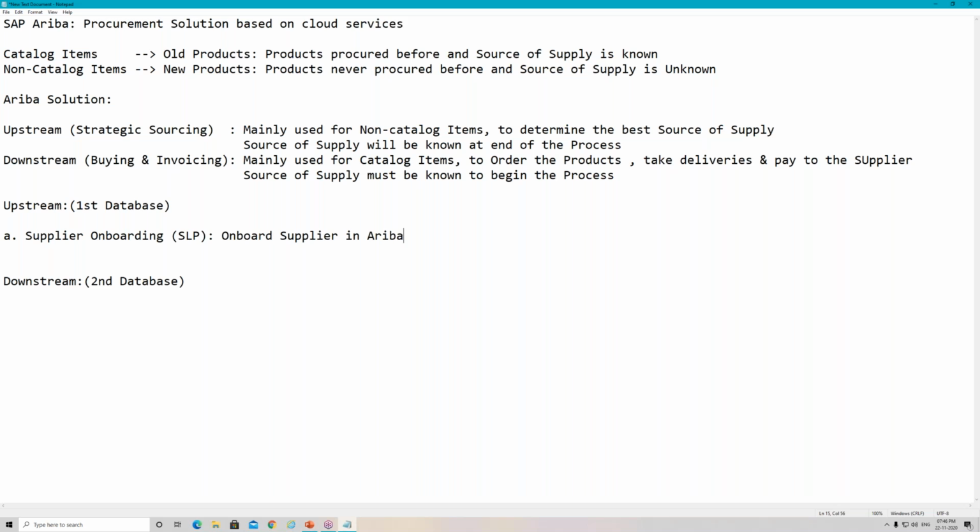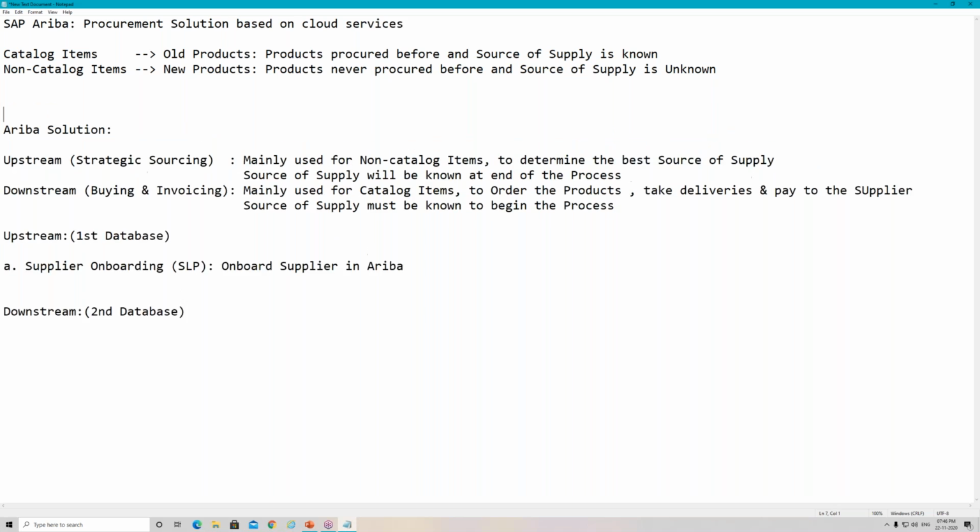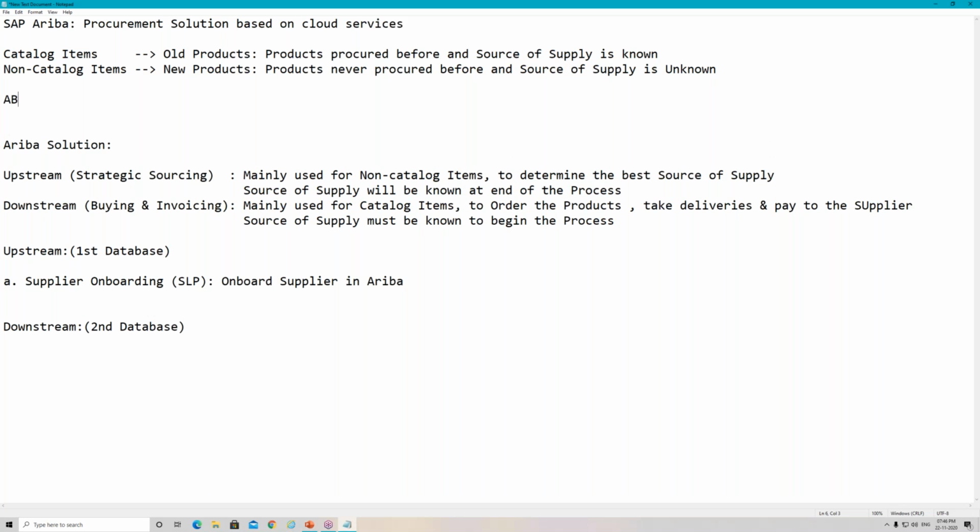Ariba came up with two solutions. So that is why throughout our whole sessions, we'll see two things coming up: AB and AN. What is AB? AB is basically Ariba Buyer, and this one is basically the Ariba Network.